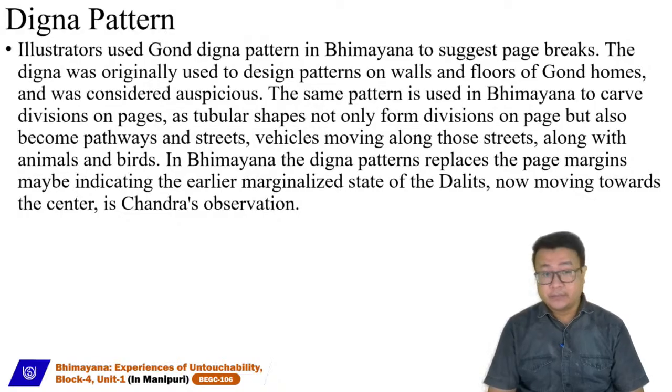The good omen. In the same way, the pattern is used in Vimayana to carve divisions on paces, as tubular shapes not only form divisions on paces but also become pathways and streets, with vehicles moving along those streets, along with animals and birds. In Vimayana, the Digna pattern replaces the pace margin, maybe indicating the earlier marginalized state of the Dalits, now moving towards the center, is Chandra's observation.